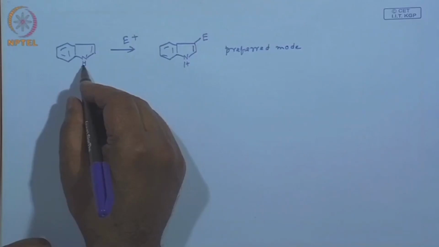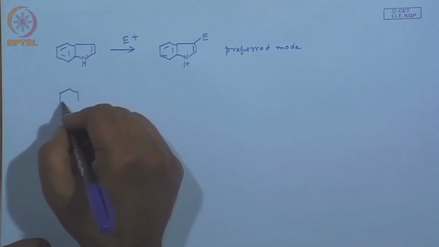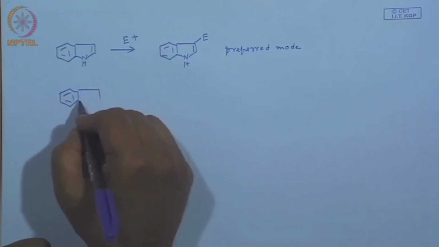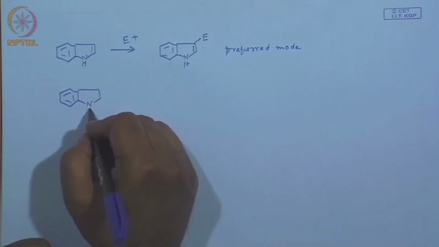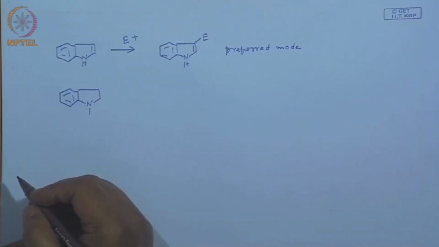There is no direct way. Well, if the 3 position is blocked, obviously then the next position is available, that is the 2 position. So, what you have to do is protect the NH and do lithiation. How is that? So, one of the ways available is to do a protection. Now, protection and deprotection should be disliked by organic chemists, because it unnecessarily reduces the yield and increases the number of steps. So, you have to be a little careful about choosing the right protecting group.